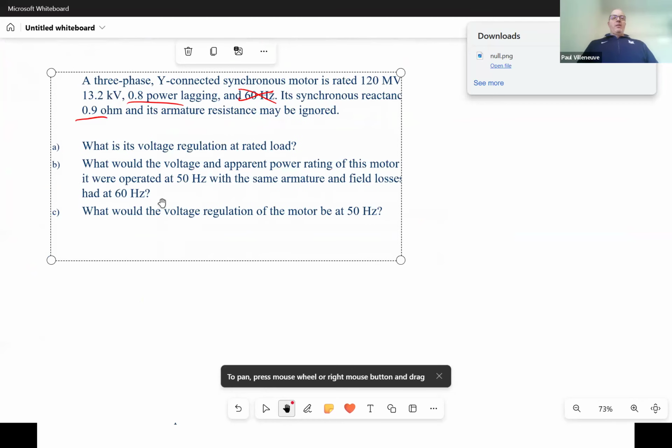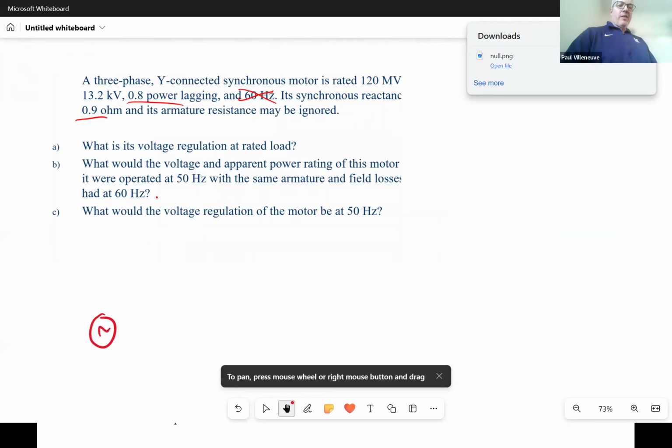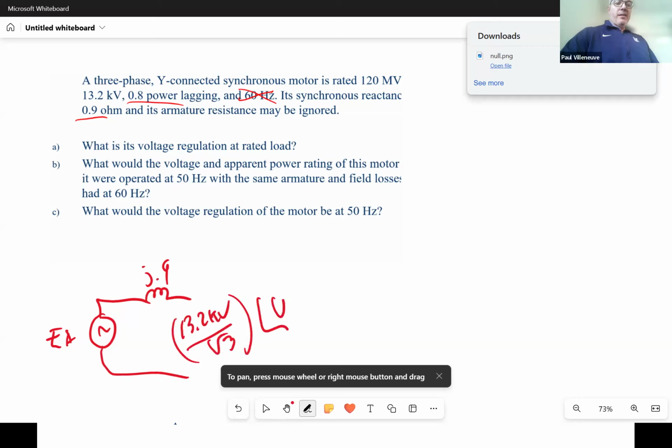All right, so we're going to build our synchronous motor circuit. So here is our voltage. This is EA. All we have now is j0.9 ohms. We're not even going to bother putting an RA because it's so small. Our terminal voltage here is 13.8 kV divided by the square root of 3 at an angle of 0.